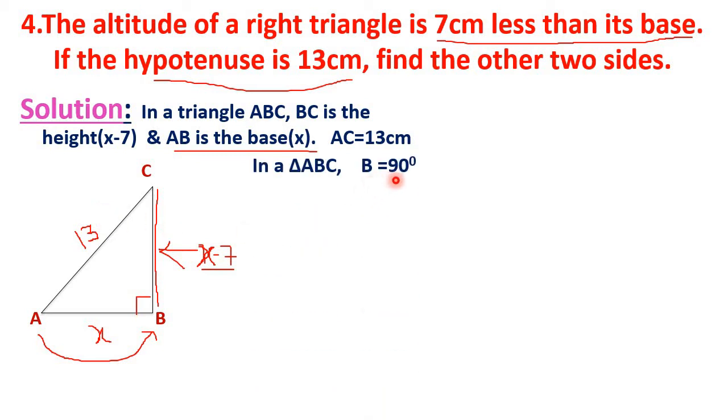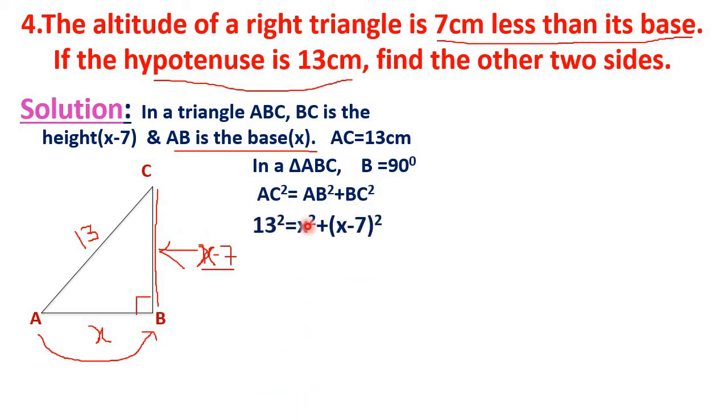So in this triangle, angle B is equal to 90 degrees. Then according to our Pythagoras theorem, in any right angle triangle, the square on the hypotenuse is equal to the sum of the squares of the other two sides. Here AC is the hypotenuse. Therefore AC square is equal to AB square plus BC square.